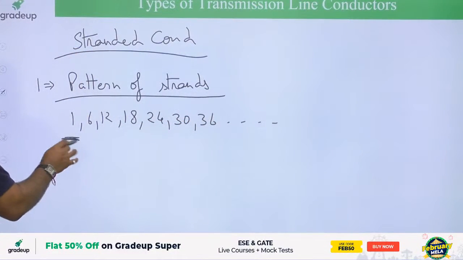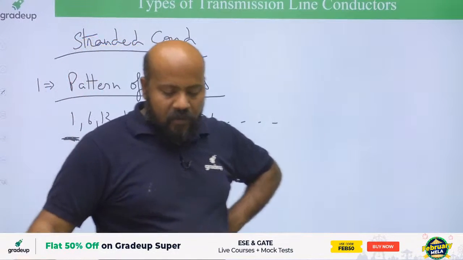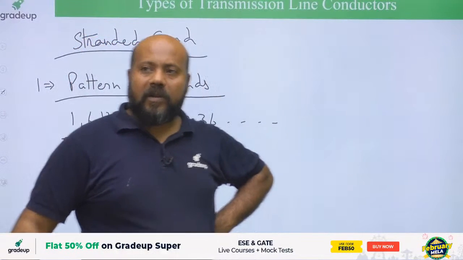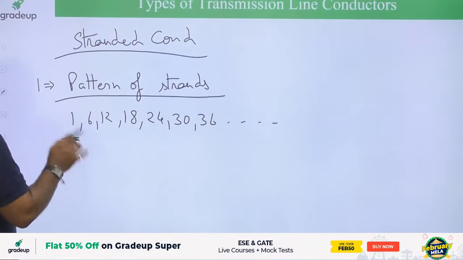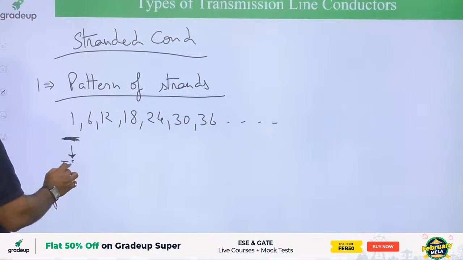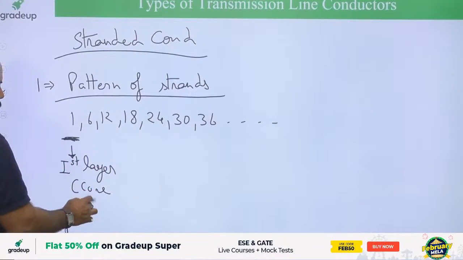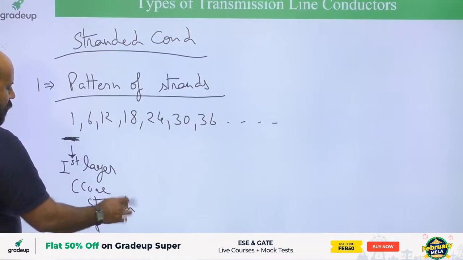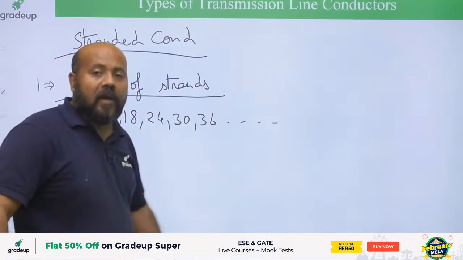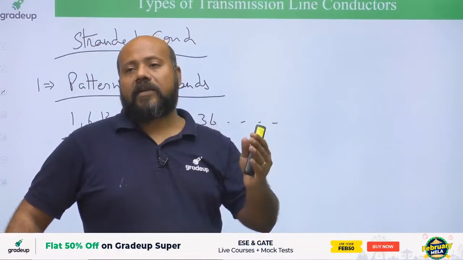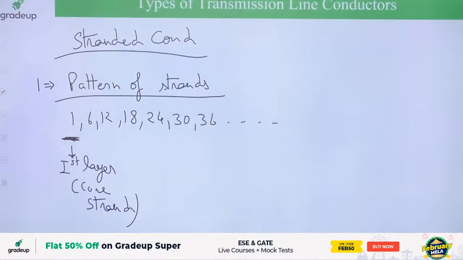It means apart from the core strand, whether it is homogeneous or non-homogeneous, my friend, it is going to have the first layer. This is called the first layer, and this first layer we are assuming as core strand. After this, we are having the next layers where the strands are going to be in the multiples of 6, that is 6, 12, 18, 24 and so on.